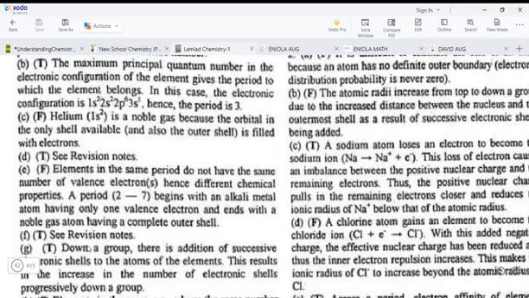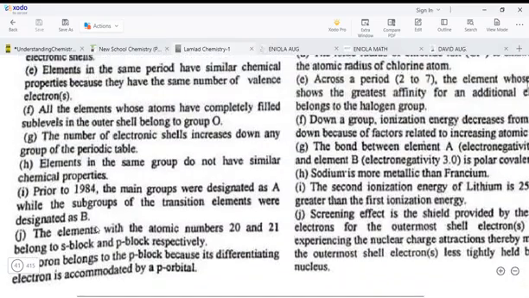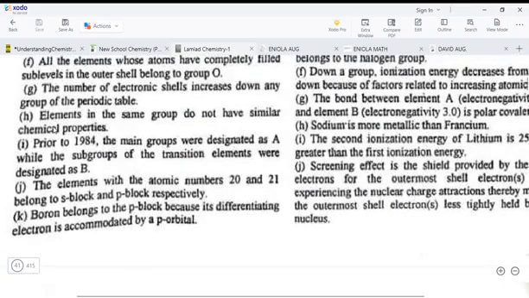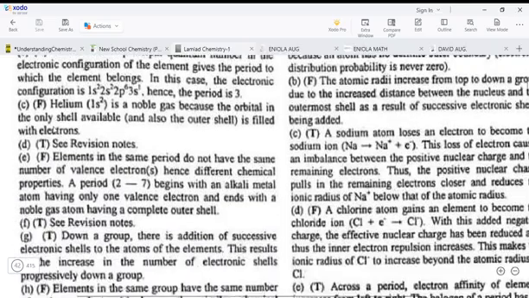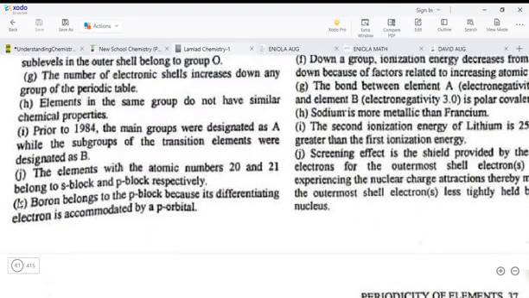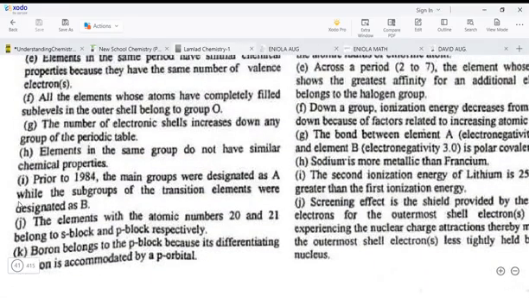Then a period 2 to 7 begins with an alkali metal atom having only one valence electron, and ends with a noble gas atom having a complete outer shell. So let's move to alphabet F question. F says all the elements whose atoms have completely filled sublevels in the outer shell belong to group 0. Yes, so that's actually correct. So for F, we see it as true, because anything complete is in the last group.